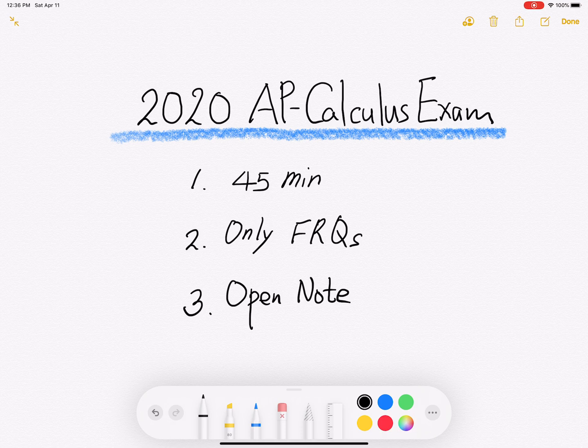Today I quickly explain the 2020 AP Calculus exam for AB and BC both. You have to understand three things. They changed a lot because of the coronavirus. Number one, the test will be 45 minutes only. Number two, only free response questions. There are no multiple choice questions. Number three, the exam will be open note. You can use your own notes. These three things are the key features of the 2020 AP Calculus exam.